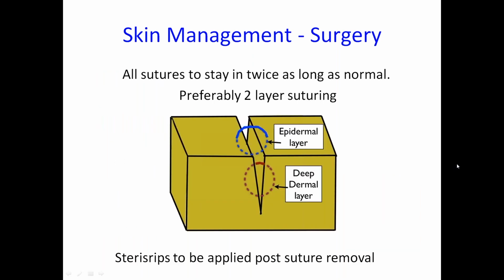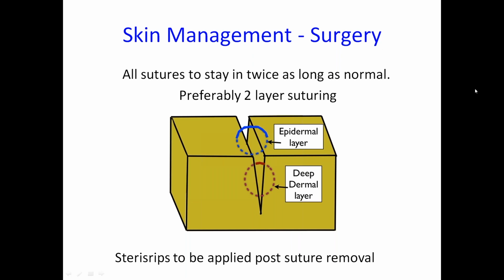Surgery, I said about the 2-layer suturing. So the top layer, but they also want a deeper dermal layer. This is what gives strength longer term to hold the wound together. And sutures should be kept in twice as long as normal.